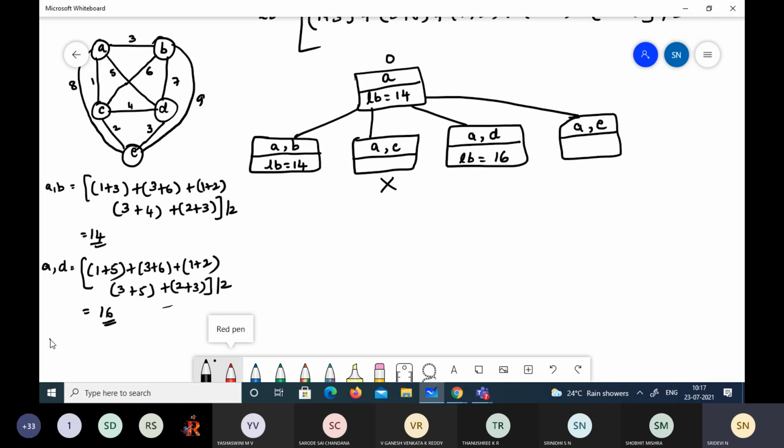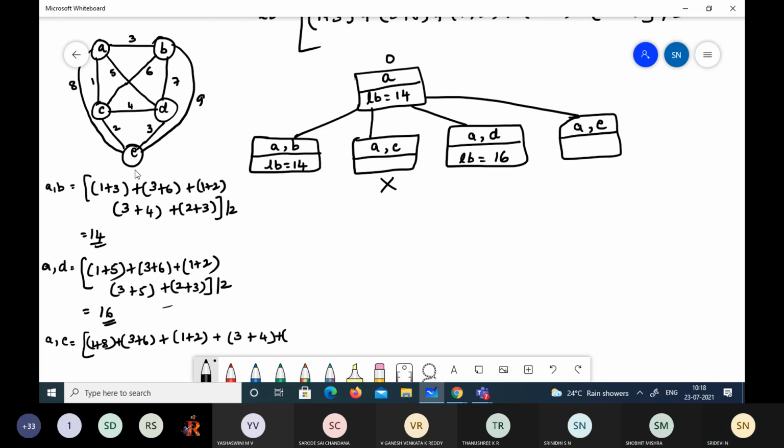Now, A to E. We have to calculate for A to E. So we have to fix A to E now. A to E. See here, 8 I am fixing. Among the 3 remaining cities, we will select the shortest. So this becomes 1 plus 8. So B is the same, 3 plus 6. And then from C we have 1 plus 2, and from D we know it is 3 plus 4.